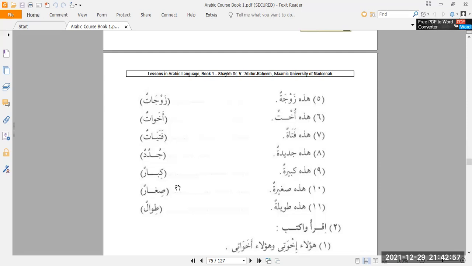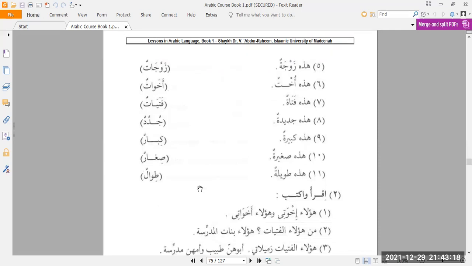But for the purpose of the usage of the book, we'll stick to what the book says so that going forward, you are in the safe zone with your usage. So for plural masculine or feminine, you'll say jududun. Plural masculine or feminine, you'll say kibarun, sigarun, and tiwalun. And that's all we have for now.